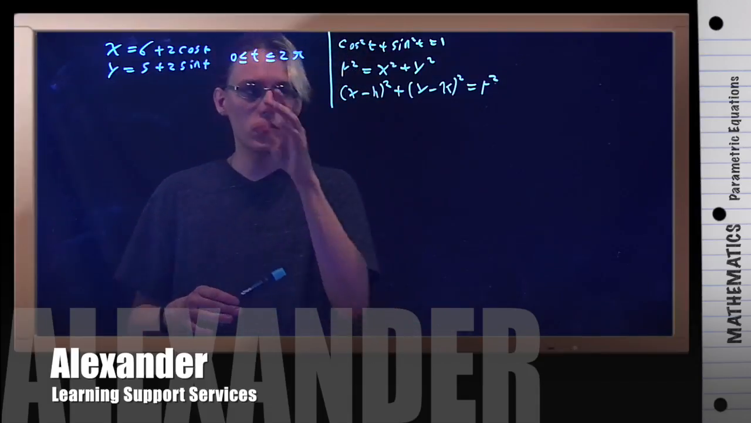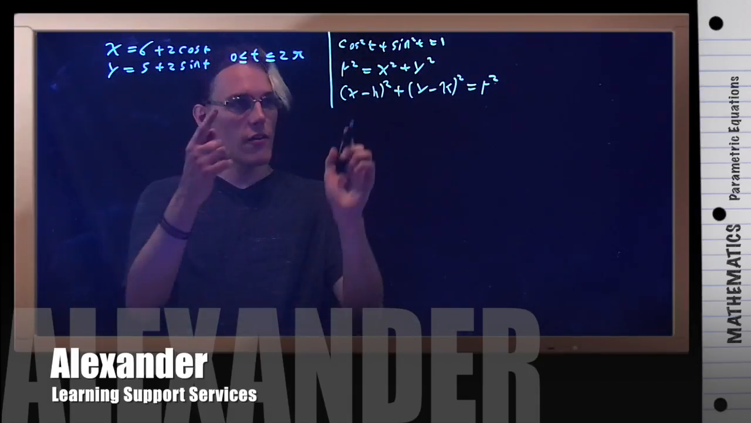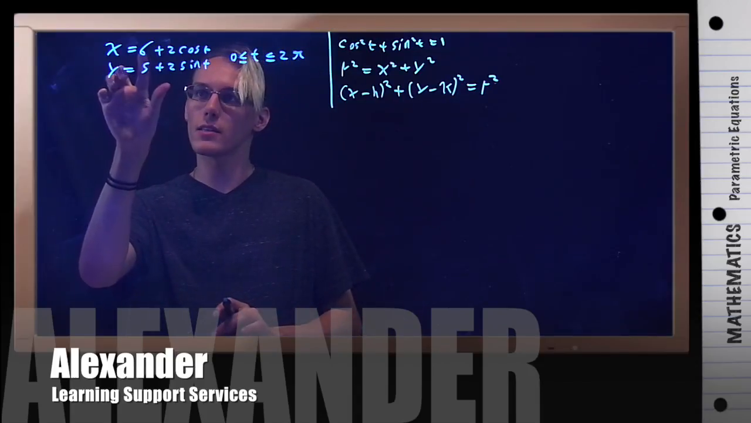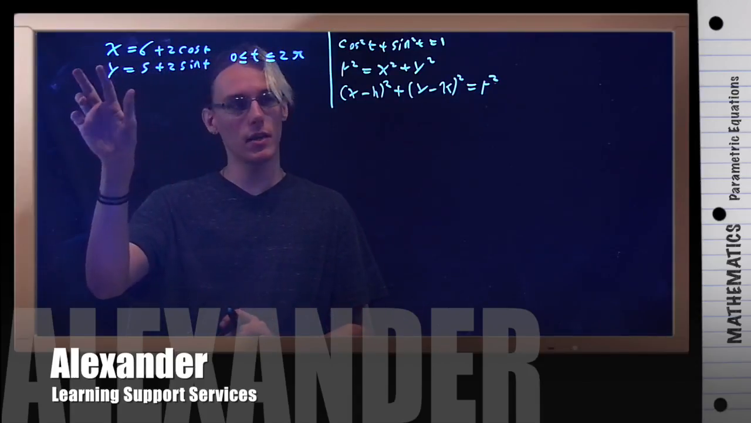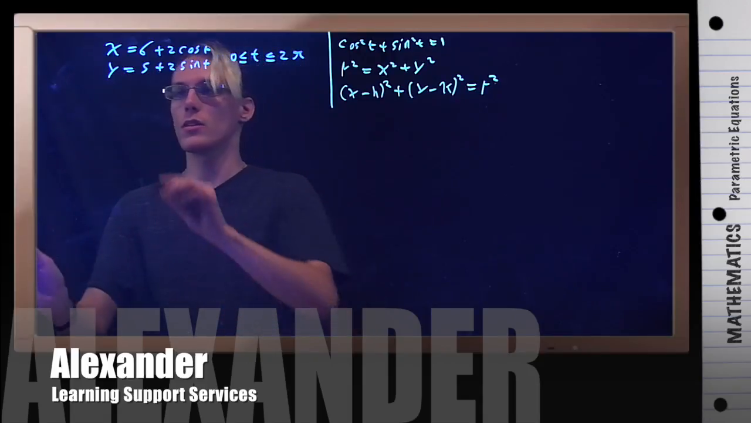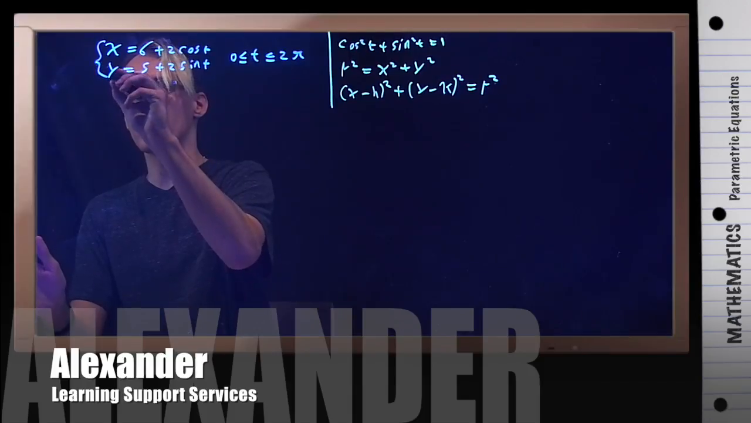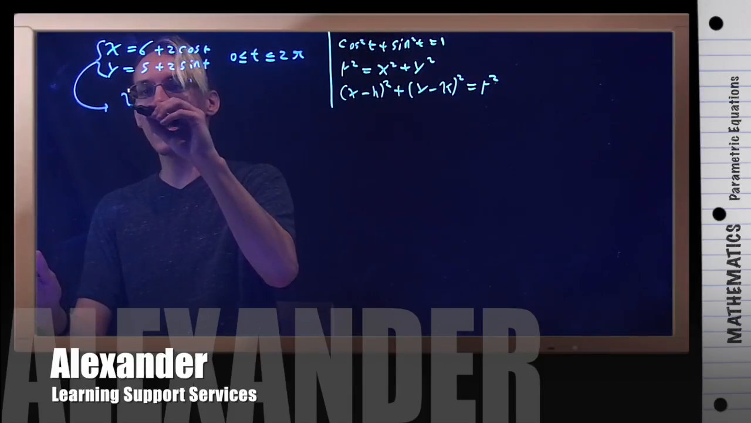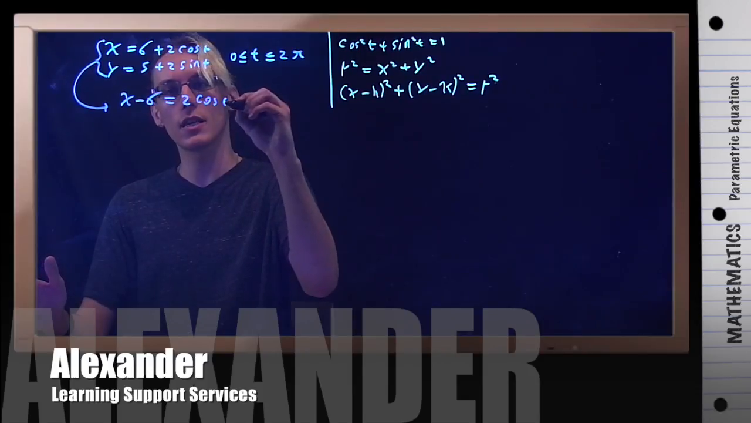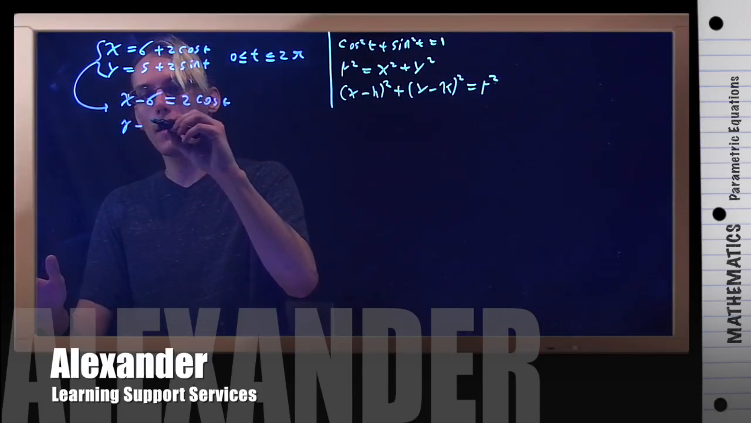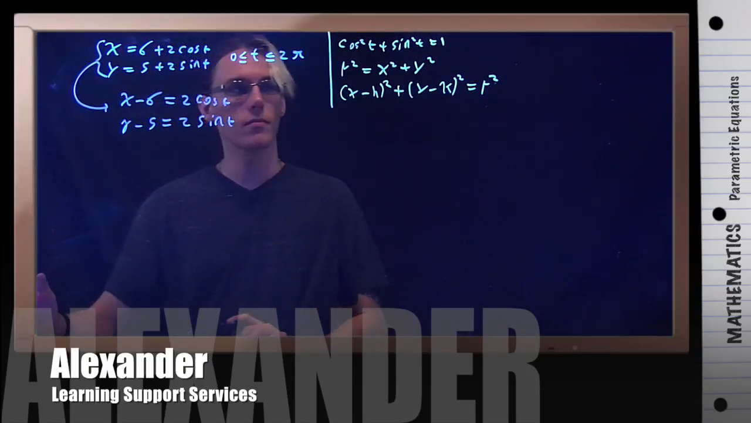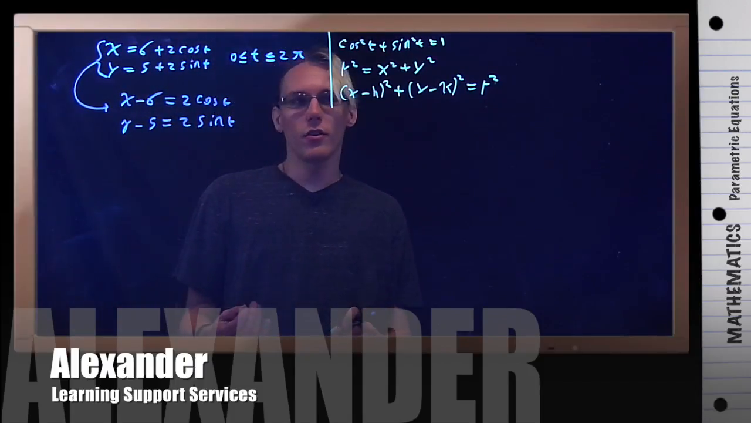So let's actually start manipulating this. If I'm looking at the equation of a circle, I can see that I could subtract the 6 over, and I could have x minus 6. Likewise, I could do the same thing for the y. I could have y minus 5. So let me do that. I'm going to take each of these and perform that operation. So I have x minus 6 is equal to 2 cosine of t, and I have y minus 5 is equal to 2 sine of t. Okay, so far so good.